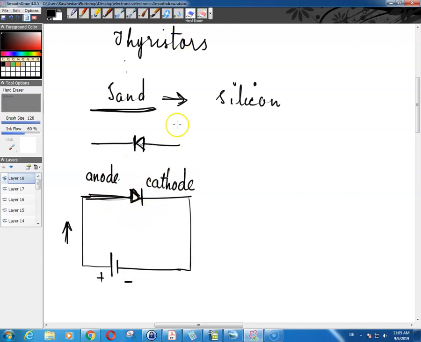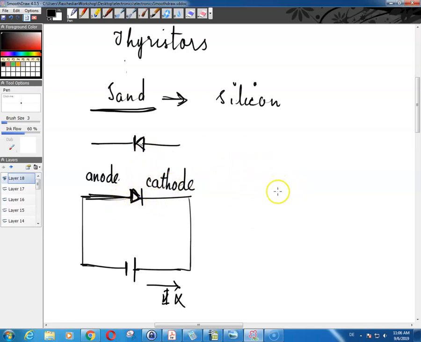Now if you reverse the polarity of your power supply, meaning that you connect your positive to the cathode and your negative to the anode, then there will be no current flowing through the circuit. Meaning that in one orientation it blocks the flow of electric current, and in the reverse orientation it does allow the flow of electric current.